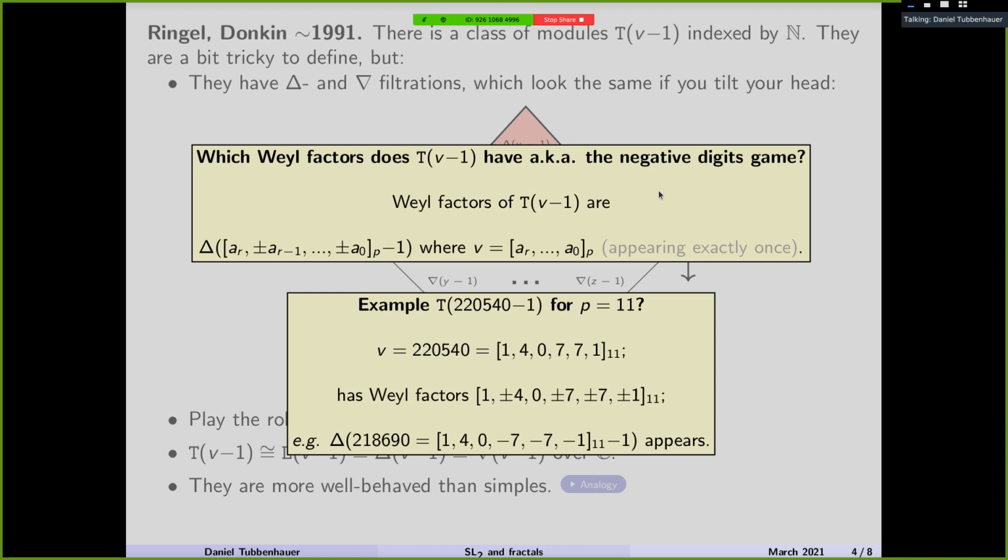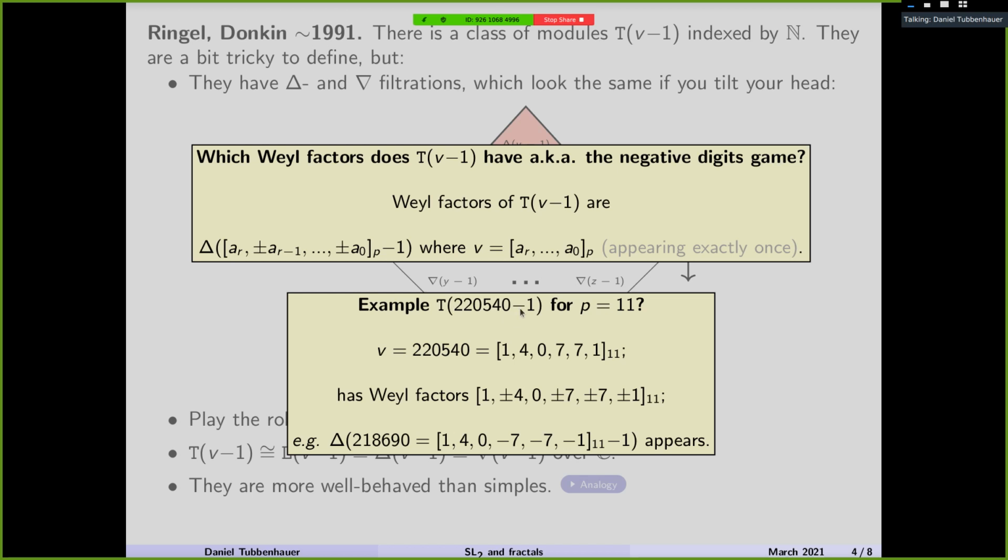It's actually quite easy. It's some combinatorics, not very hard, very easy, and the only thing you need to know is, well, the one I care about is V and its periodic extension. Again, this is a0 plus a1 times p plus a2 times p squared, and so on. So what are the Weyl factors of T(V minus 1)? They are given by what I call the negative digit game.